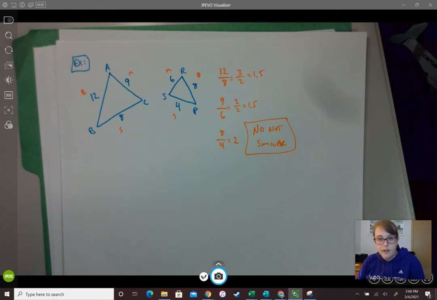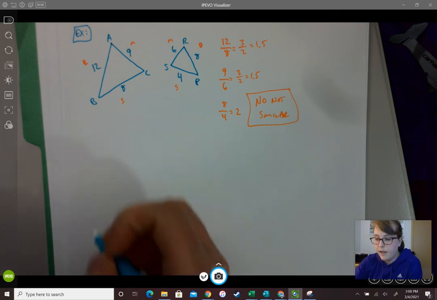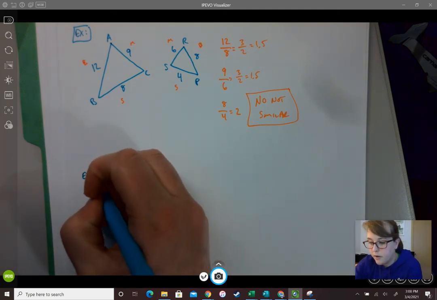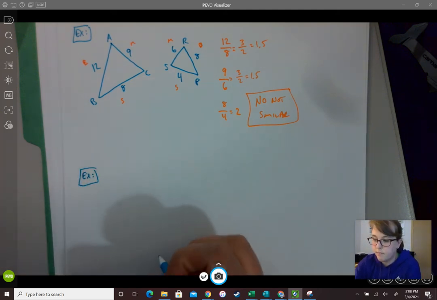Okay. The same thing goes for the side-angle-side version of things. If one of the side pairs does not have the same ratio as the other, then they're not similar. So the other one that I'm going to go over is an angle-angle case where we see ones that are not similar.